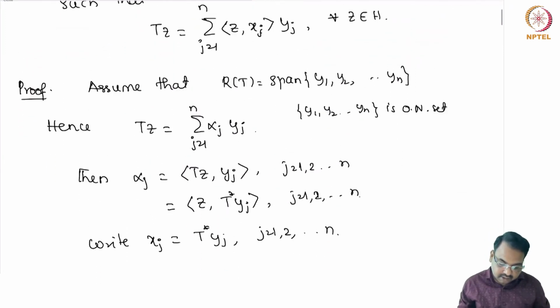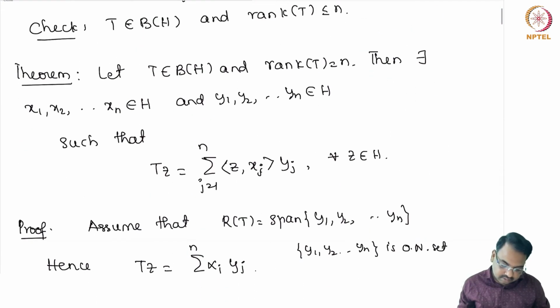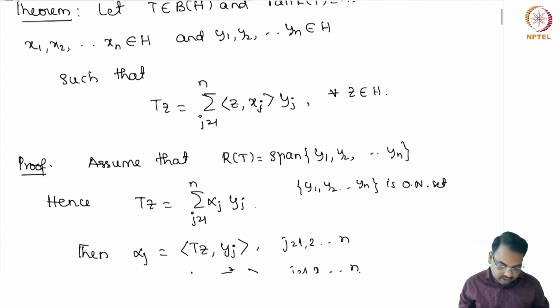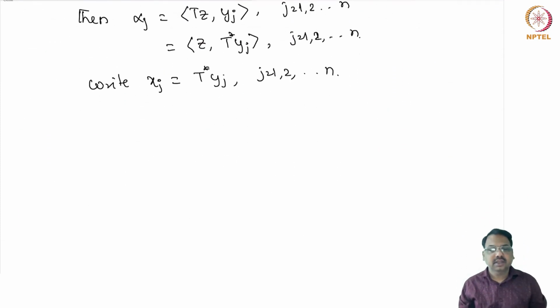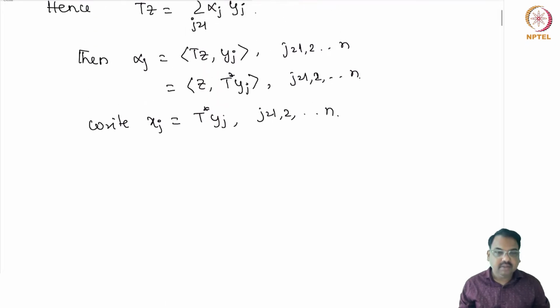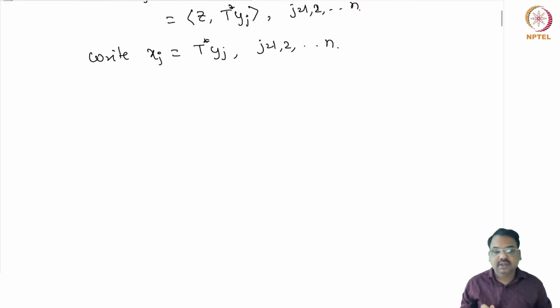Now we can write down this result for operators between two different Hilbert spaces, H1 and H2. In that case, y1, y2, and so on up to yn belong to H2 and x1, x2, and so on up to xn belong to H1. Okay, so this is the structure of rank n operators. We say an operator is finite rank if the rank is finite.